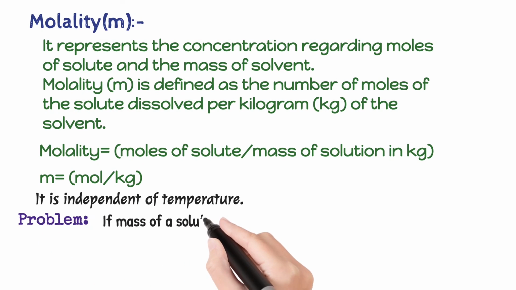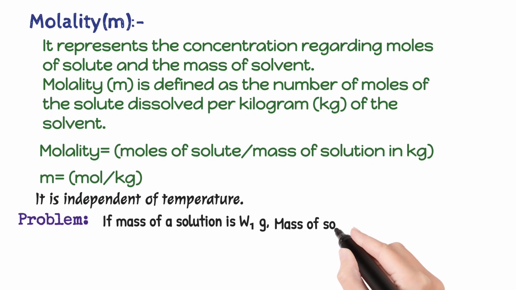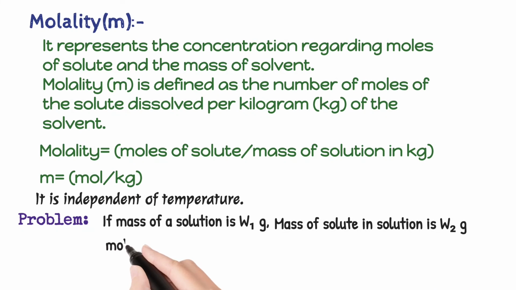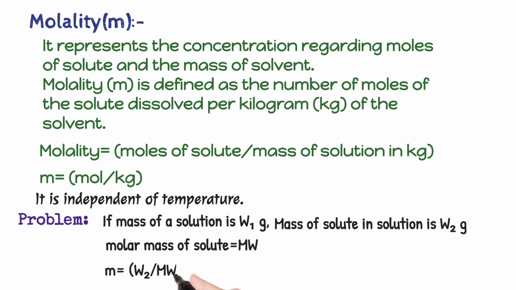If the mass of a solution is W1 gram, and the mass of solute in the solution is W2 gram, and the molar mass of the solute is mW, then molality m equals W2 by mW, whole into W1 minus W2, into 10 to the power minus 3 kg.